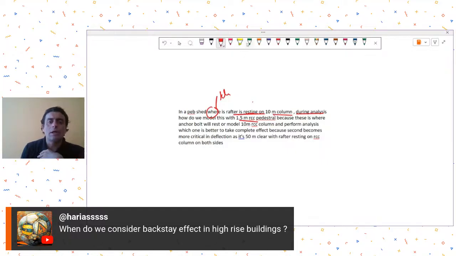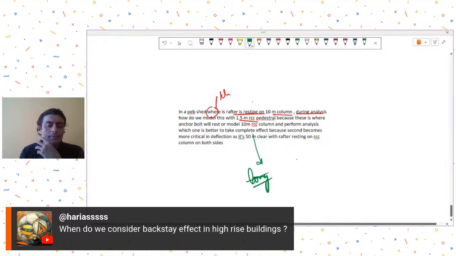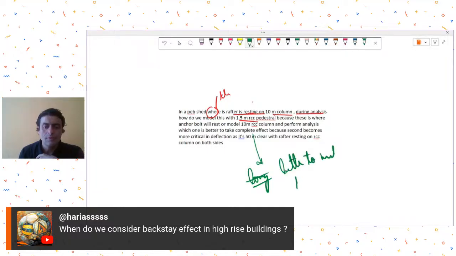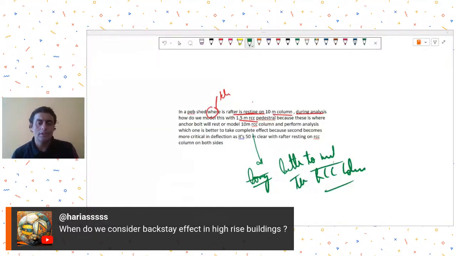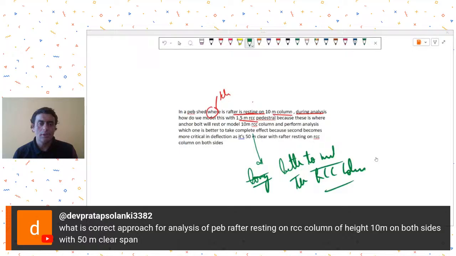I'm not fully able to understand the question, but if you have a substantial length of pedestal, I mean, it's more of a column if you are saying, then it is better to model the RCC column also. If it's a column, let's say 3 meter, 4 meter long, then it is better to model the column because its stiffness and its deflections will affect the behavior of your structure. So it is better to model the RCC column also.